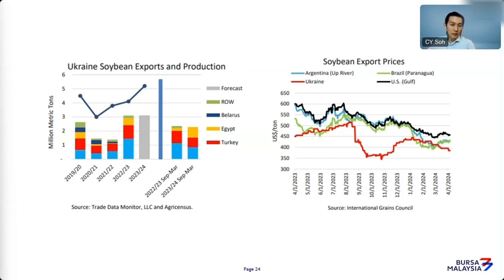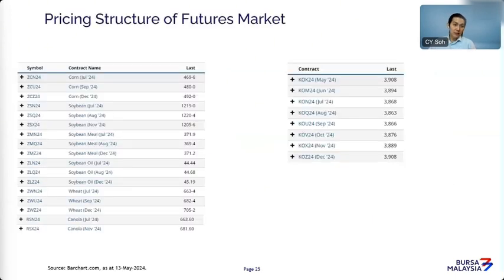Now that we have already looked at several fundamental factors, another fundamental factor that I look at, besides production, import, export, and stock level, is the futures market itself. Now, there are several things in the futures market that signify whether a commodity is in a normal market or in a bull market.